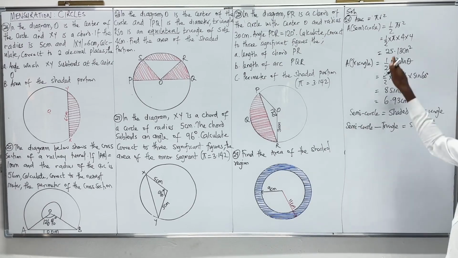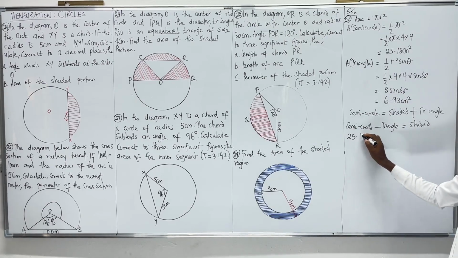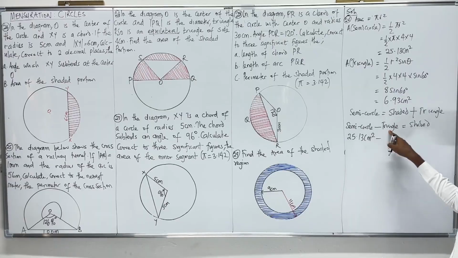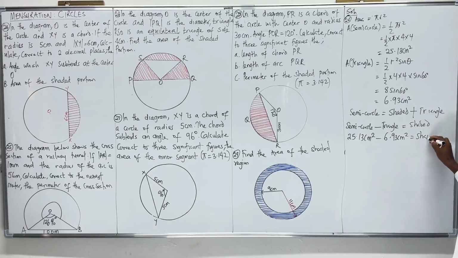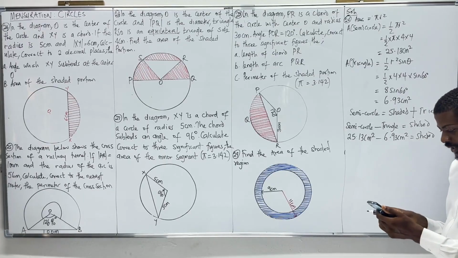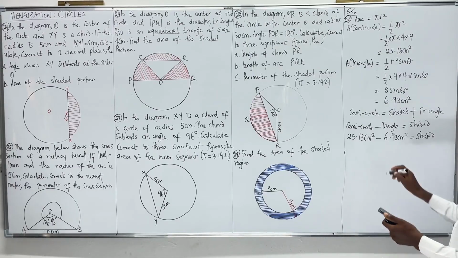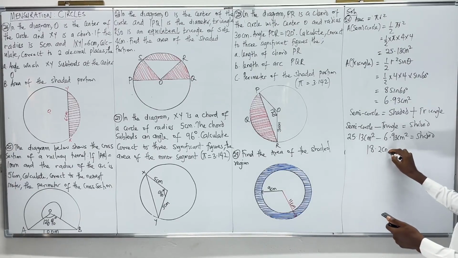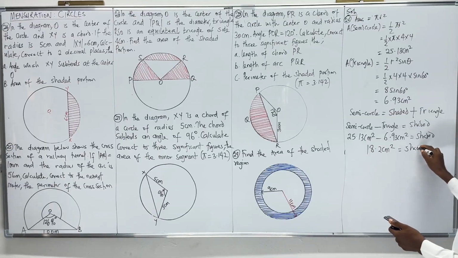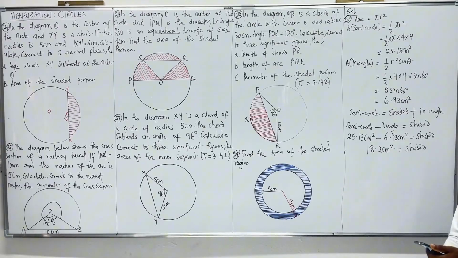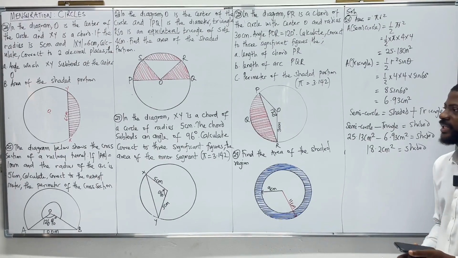So the area of the semicircle is 25.13 centimeters squared. Area of the triangle is 6.93 centimeters squared. So that will give us the shaded region. So 25.13 minus 6.93. So that will give 18.2 centimeters squared. So that's the area of the shaded region. That's good. All right, let's move on.